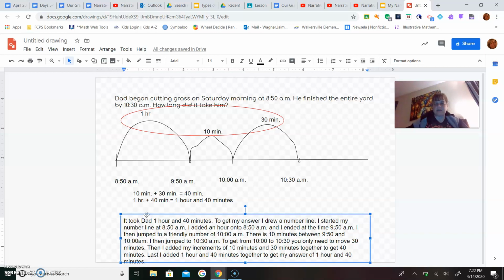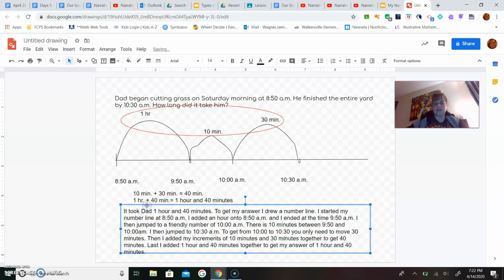And I need to ask myself, is my answer reasonable? Well, I mean, 8:50 to 9:50 is an hour. 9:50 to 10 o'clock is 10 minutes. 10 o'clock to 10:30 is another 30 minutes. You add the 10 and the 30 together, you get 40. You add that to the 1 hour. Yeah, it is reasonable. It makes sense.